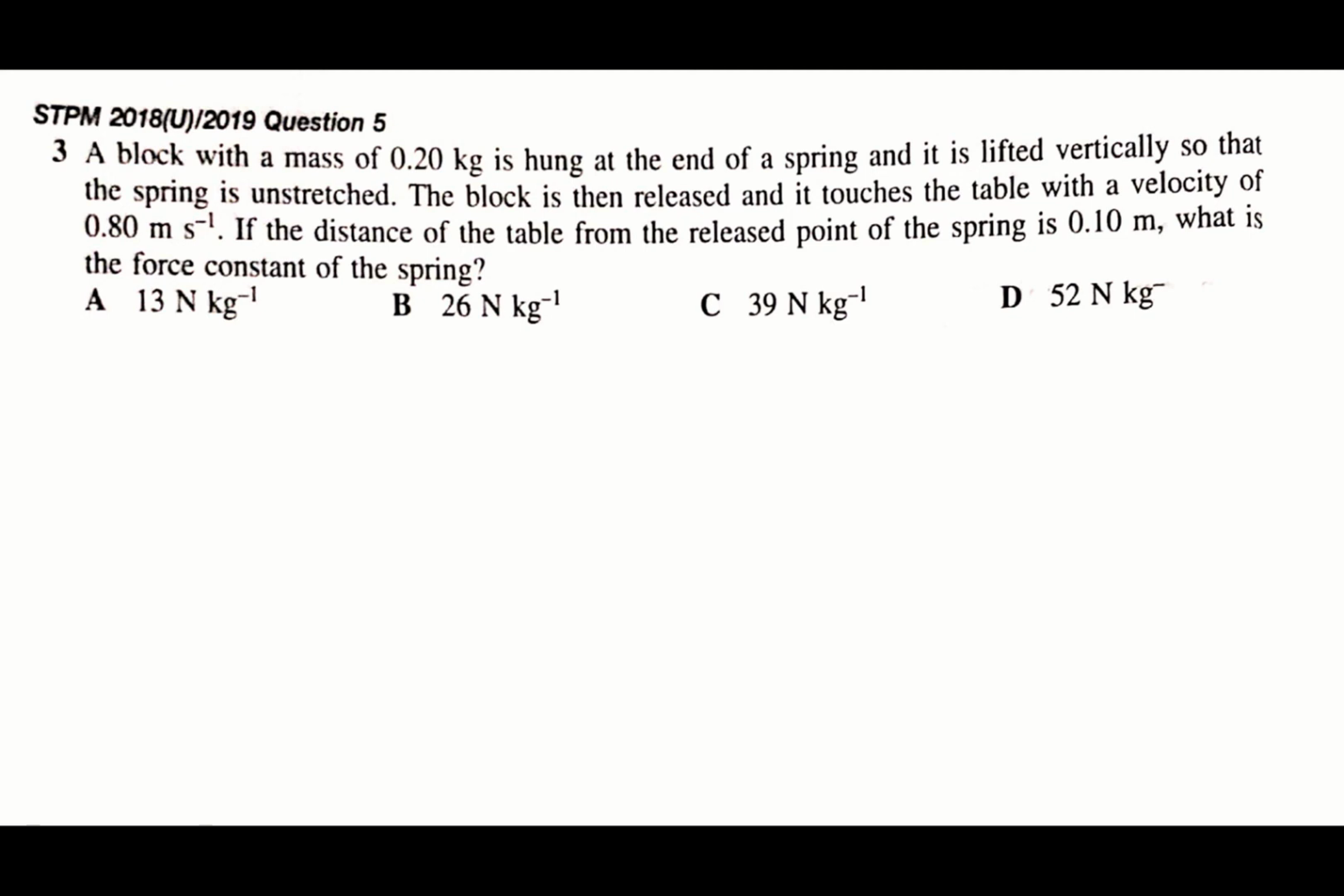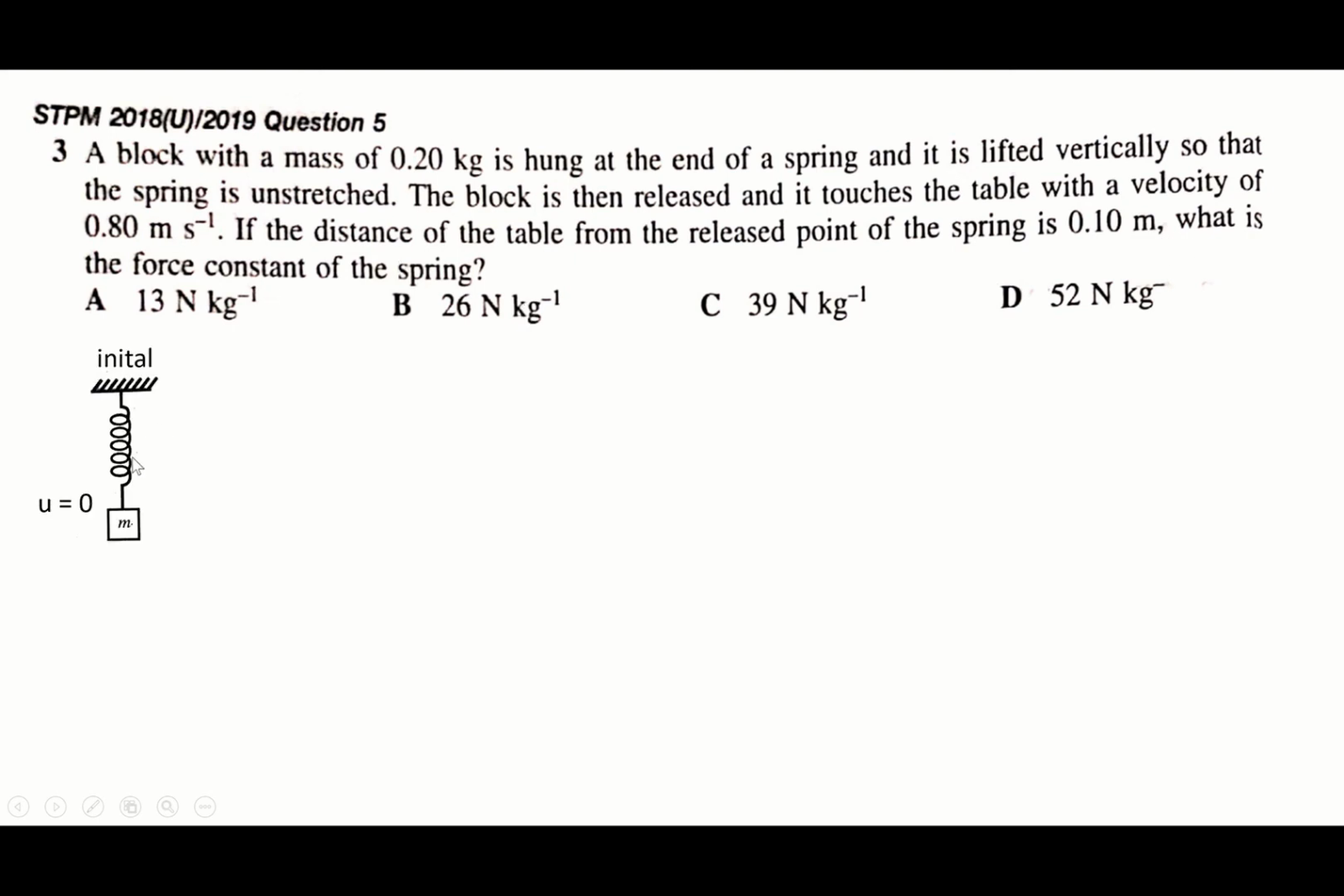In this video, we are going to discuss STPM questions 2018-2019, question 5. A block with a mass of 0.20 kg is hung at the end of a spring and it is lifted vertically so that the spring is unstretched. The block is then released and it touches the table with a velocity of 0.80 meter per second. If the distance of the table from the released point of the spring is 0.10 meter, what is the force constant of the spring?